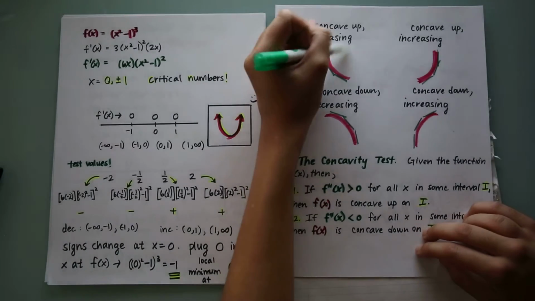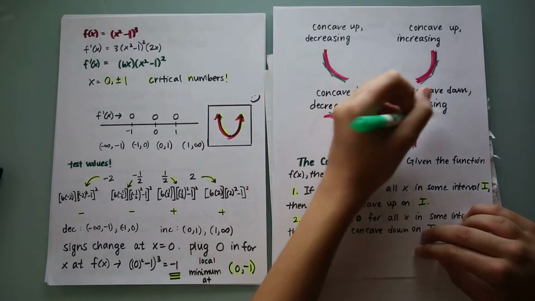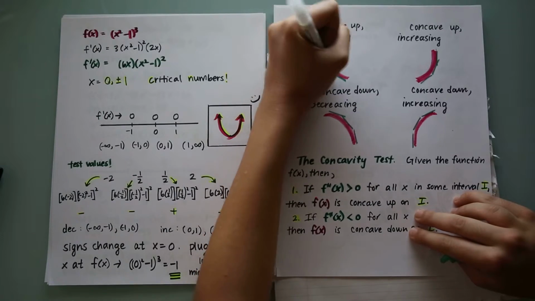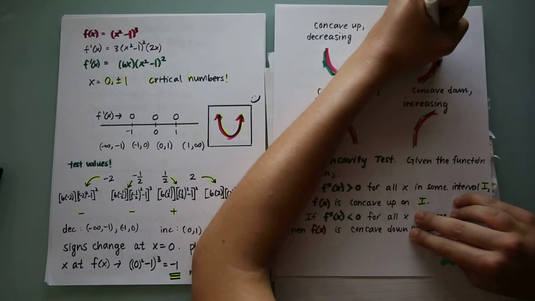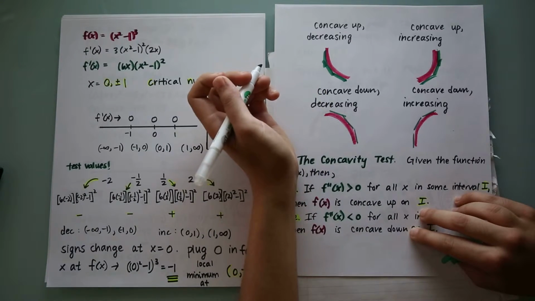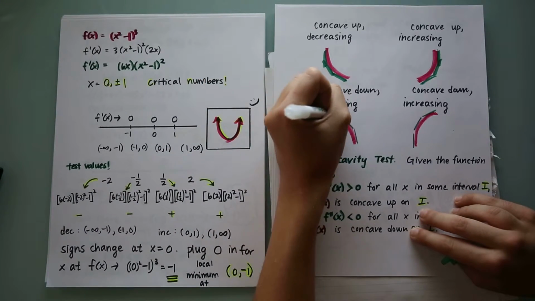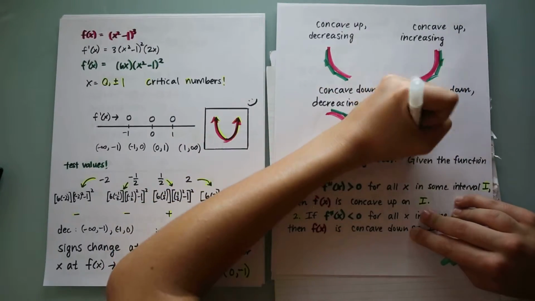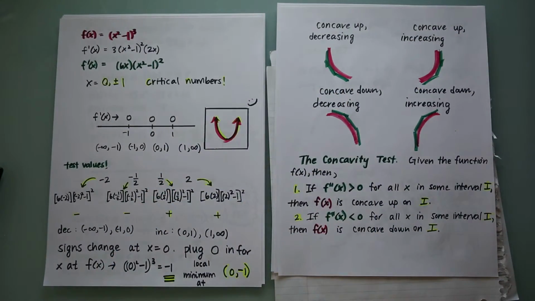Now let's look at the tangent lines. The tangent lines are below the curve when it's concave up. Just as the slope of the curve is increasing, so is the derivative. The second derivative, in addition, is positive. For concave down, which has a frown, the slope of the curve is decreasing, and so is its derivative. And the second derivative is going to be negative.